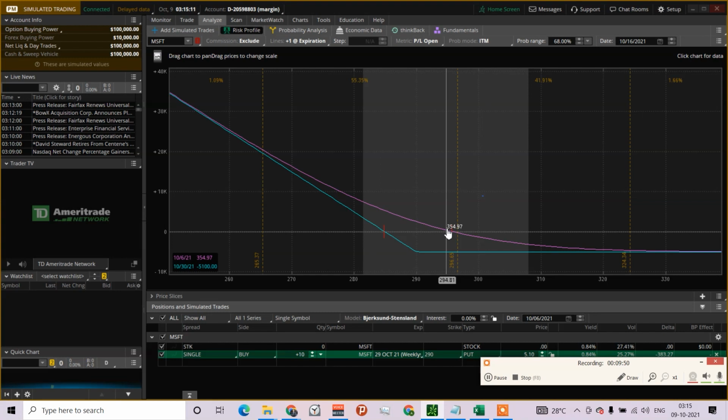That's the thing. And there's limited downside to this, as I discussed about this put option.